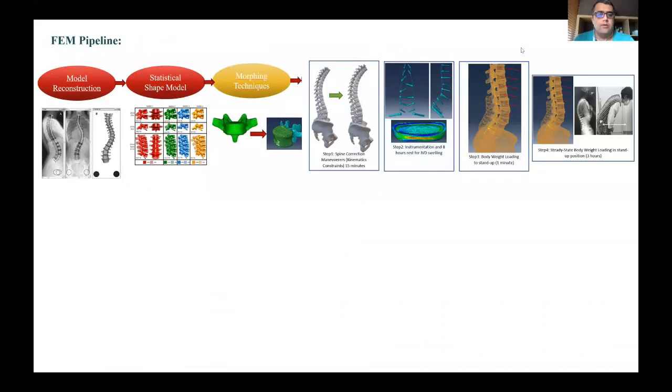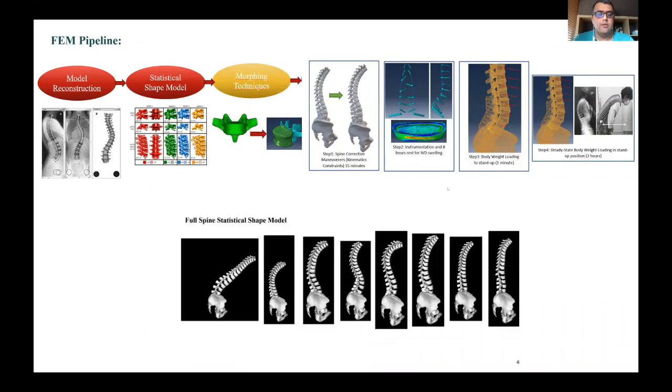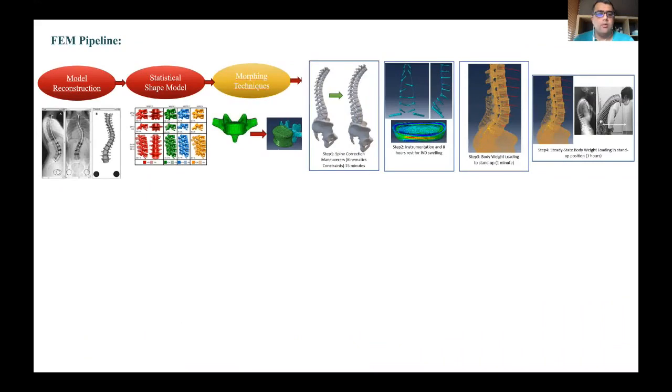Regarding FEM simulations, I could generate 3D models using biplanar X-ray images. Then full spine statistical shape models were developed to be able to generate several spine morphologies. And then morphing techniques could provide a structured mesh for FEM.